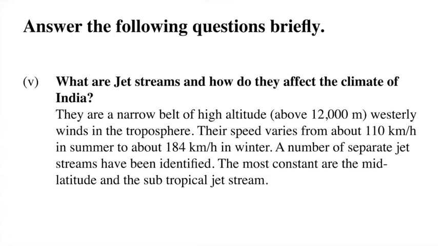Its speed is just like a jet aeroplane, in the range of 110 km per hour in summer, and it may go up to 184 km per hour in winter. In India, geographers have identified a number of separate jet streams, but the most common were the mid latitudes and subtropical jet streams. Okay, so jet streams are in general upper air circulation.